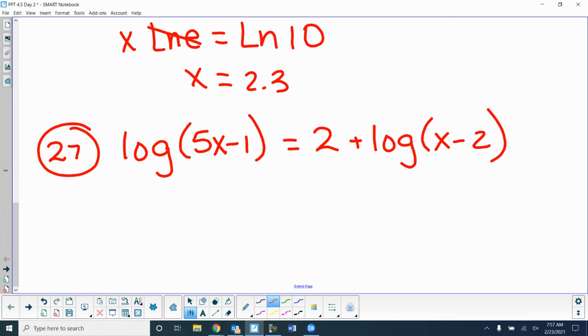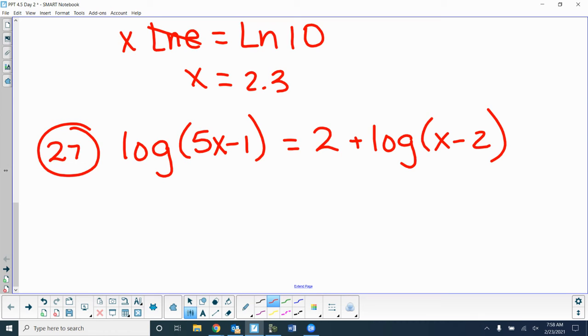Okay. So we didn't have one like this yesterday. If we had a log on each side, we didn't have an extra number with it. If this 2 wasn't there, what could I do to both sides? Just drop the logs, right? If you have log of something equals log of something, those 2 somethings are equal. You just drop the log.